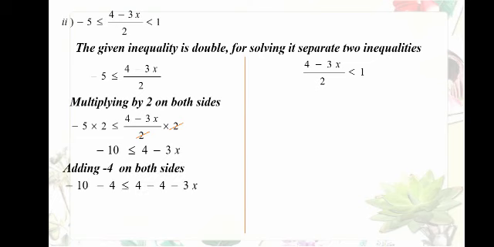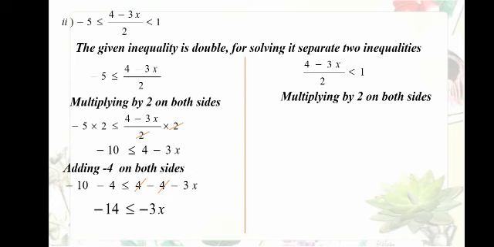So minus 10 minus 4 less than or equal to 4 minus 3x. 4 will be cancelled with 4. The equation will become minus 10 minus 4, which is minus 14, less than or equal to minus 3x. So minus 14 less than or equal to minus 3x is the equation. Coming towards the next part, multiplying by 2 on both sides, the equation will become 4 minus 3x over 2 multiplied by 2 less than 1 multiplied by 2.